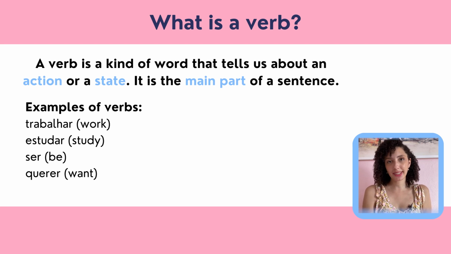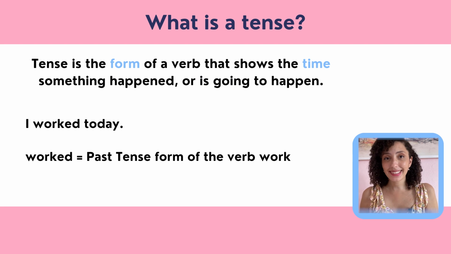Trabalhar, to work. Estudar, to study. Ser, to be. Querer, to want. And tense is the form of a verb that shows the time something happened or is going to happen. So if I told you, for example, I worked today, by saying worked, you understand that this action already happened. So it means that worked is the past tense form of the verb work.